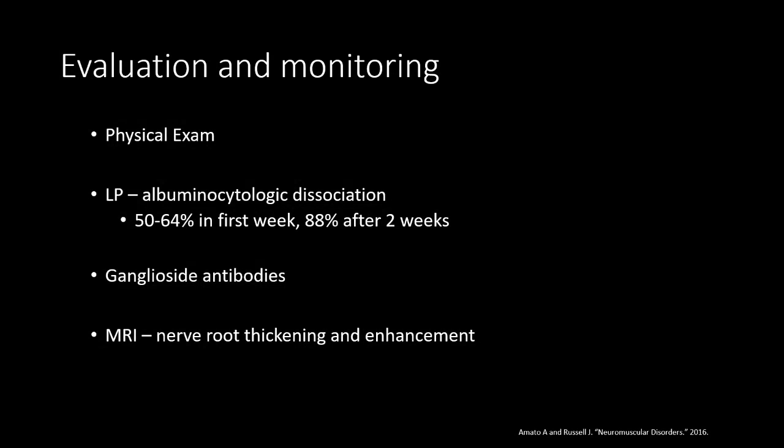You should also send serum testing for ganglioside antibodies regardless of the demyelinating form. And then often these patients are going to have an MRI of their spine done. It can be very difficult in the acute setting to differentiate GBS from myelitis or myeloneuropathy. And so often you're doing an MRI of the spine in order to rule this out, but commonly we see nerve root thickening and enhancement, which is further evidence of the diagnosis.